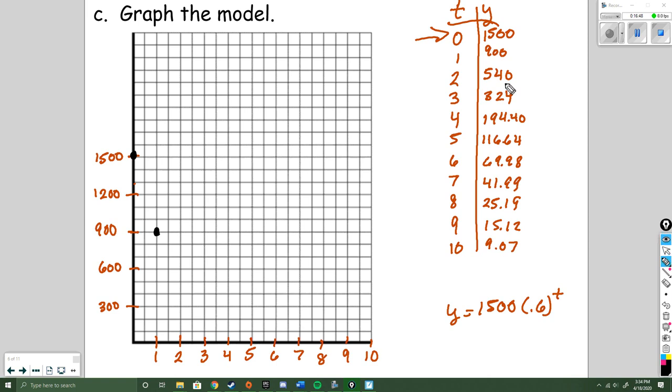Now we have 2, 540. There's 500 right here, so 40. Let's say it's about right there. Oof, my tablet's a little off here, so just bear with me. So 3, 324. Okay, 4, 194, just below 200. 5, 116.